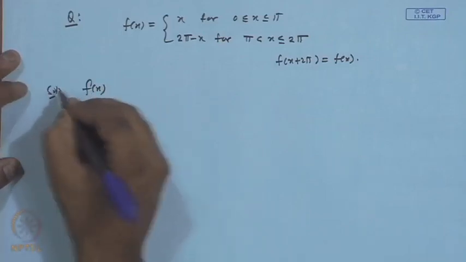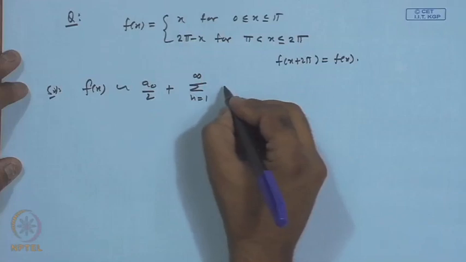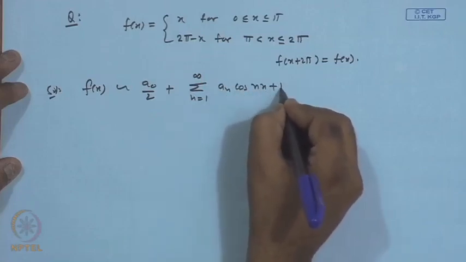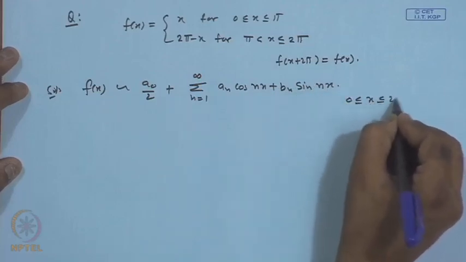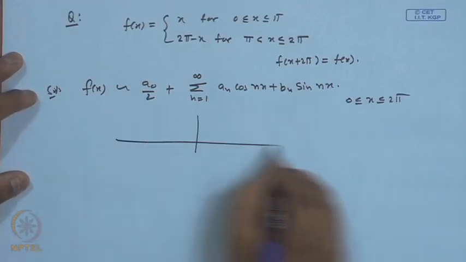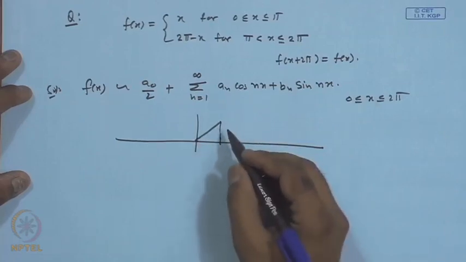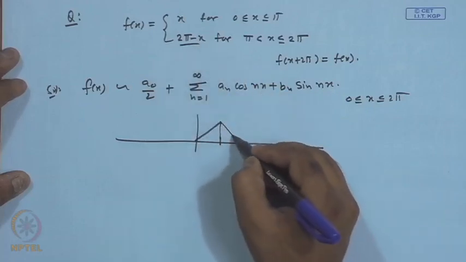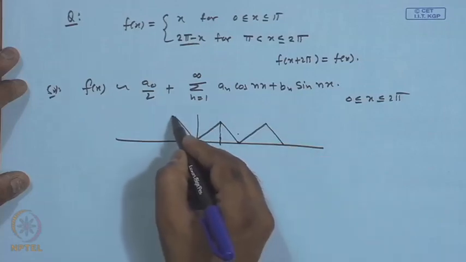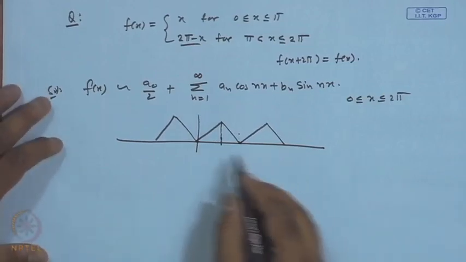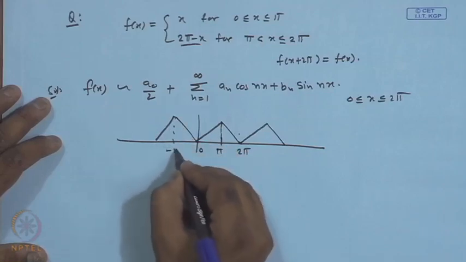So, the Fourier series will be given by a naught by 2, and we have a standard period. So, the sum n equals 1 to infinity a n cos n x plus b n sin n x, and we have this for x from 0 to 2 pi. So, if we look at the graph of this function from 0 to pi, we have this x and then 2 pi minus x. So, we have this, and again with this we continue with this period 2 pi. So, we have here 0, here pi, and then 2 pi and so on, here minus pi.